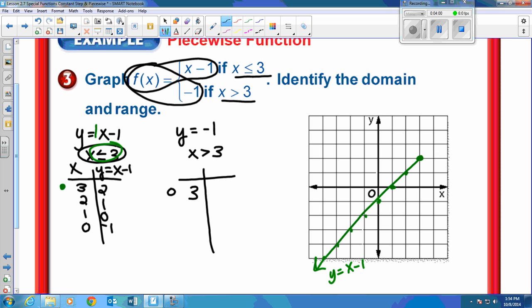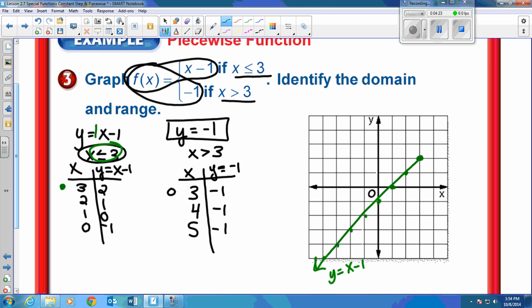Well, x is what I manipulate. Y will always be on this graph what? Everywhere on this graph, y will be negative 1. So negative 1. Pick a number greater than 3, that's 4. Y will be negative 1. Another number, that's negative 1. It's a constant equation, right? I have a linear, I have a constant.